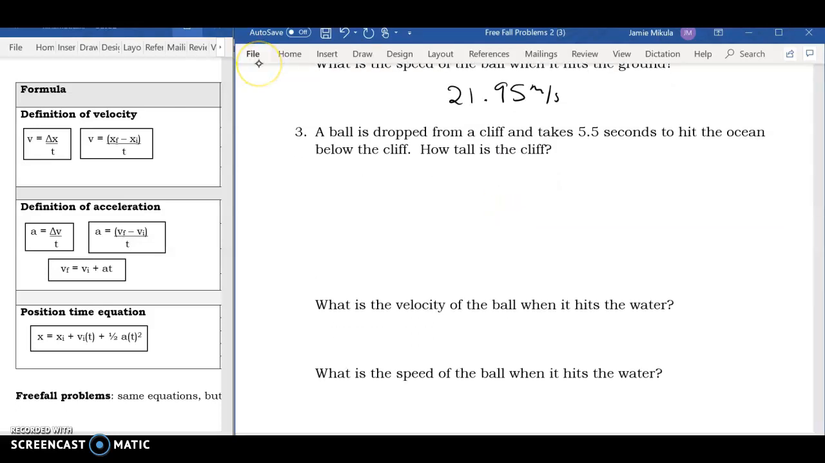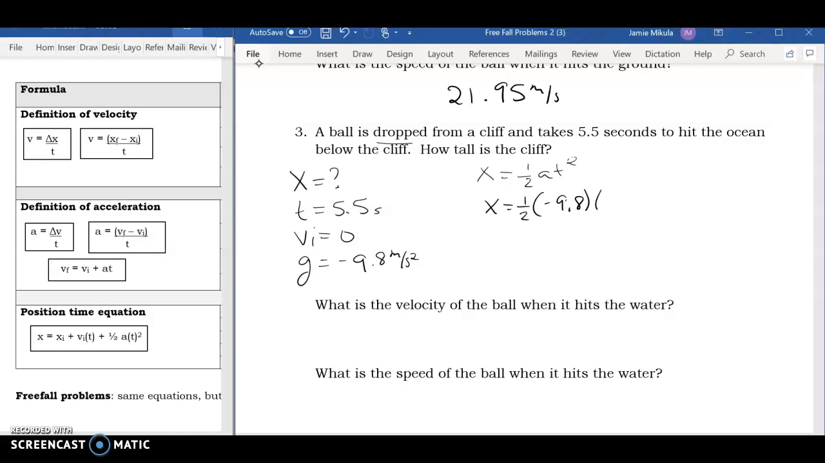Number 3, a ball is dropped off of a cliff and it takes 5.5 seconds to hit the ocean below the cliff. How tall is the cliff? Okay, so we want to know x. We know that time is 5.5 seconds. We know that if it's dropped, that means it starts from rest, so Vi is going to be 0. We know gravity is negative 9.8. Okay, so I'm going to choose x equals 1/2 at squared. x is what we're looking for, 1/2 times negative 9.8.